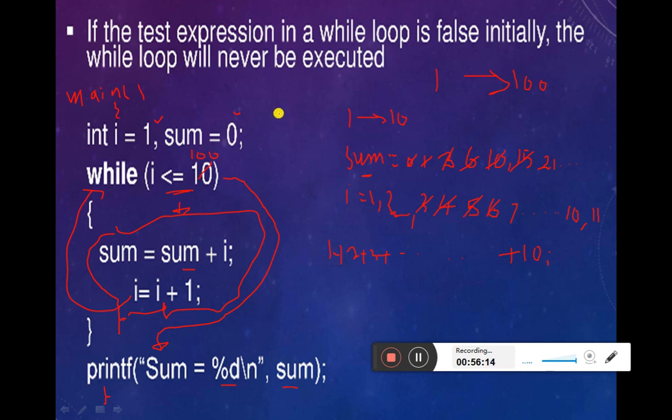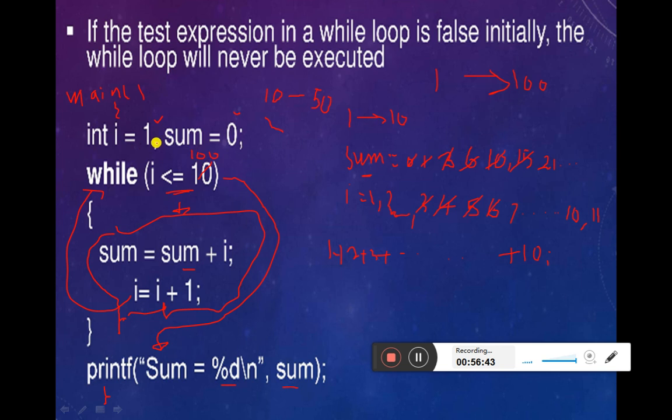Suppose if I want to add all the numbers between 10 to 50. So what change do you have to make to the program? So if I ask you to write a C program to find the sum of all the numbers from 10 to 50, like 10 plus 11 plus 12, 13, 14 up to 50, what change do you have to make to the program? So just the initialization has to be modified.